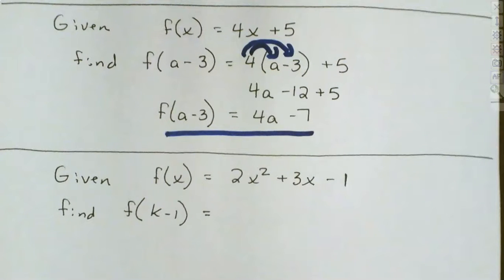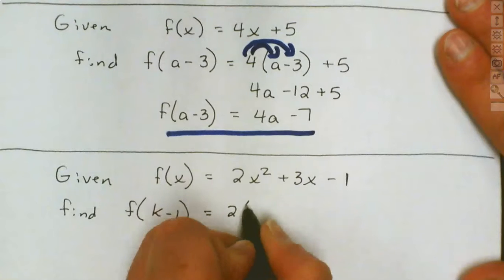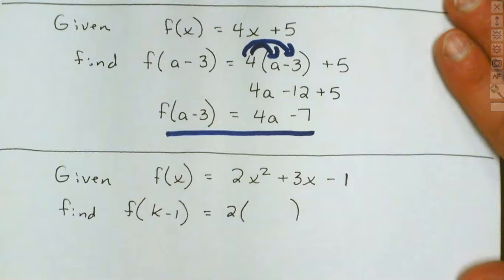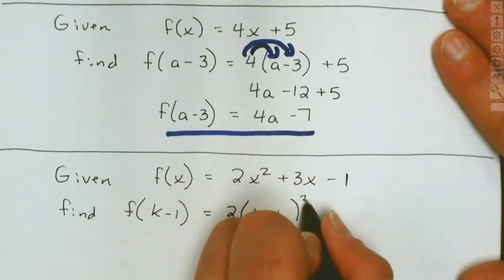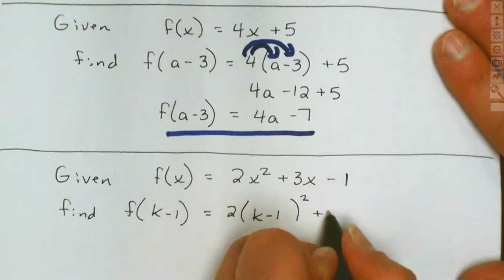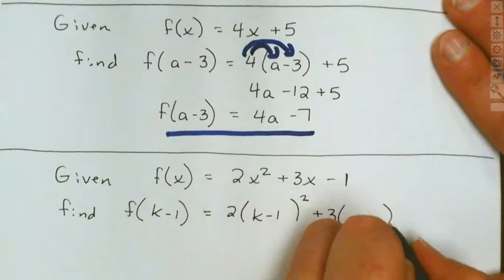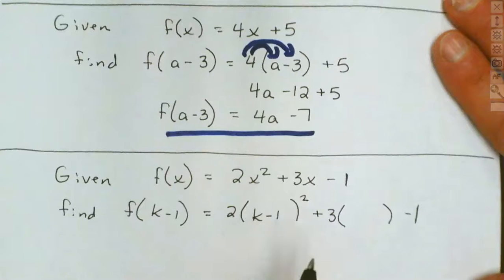So this is what you're given for your function. I want you to find f of k minus 1. We need to write it with parentheses, just like the last one. So the 2 comes down, and what do we replace that x with now? What's going to go inside the parentheses here? Yep, k minus 1, and that's going to be quantity squared. And then we have 3. We replace that x with what now? K minus 1.